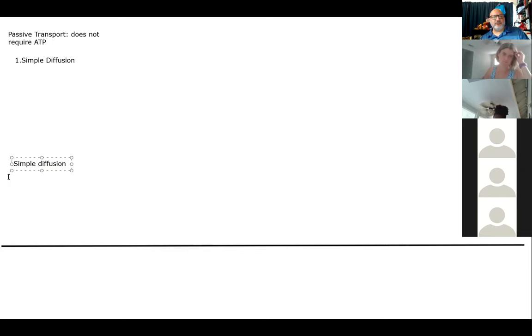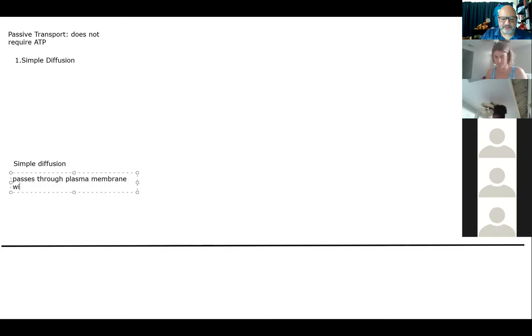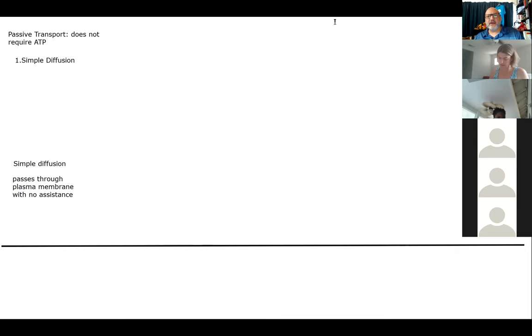The key to simple diffusion is that it passes through the plasma membrane with no assistance. Just straight passes through the plasma membrane, right? So if we were to draw this with an arrow, that arrow is going to pass straight through the plasma membrane without any help at all.